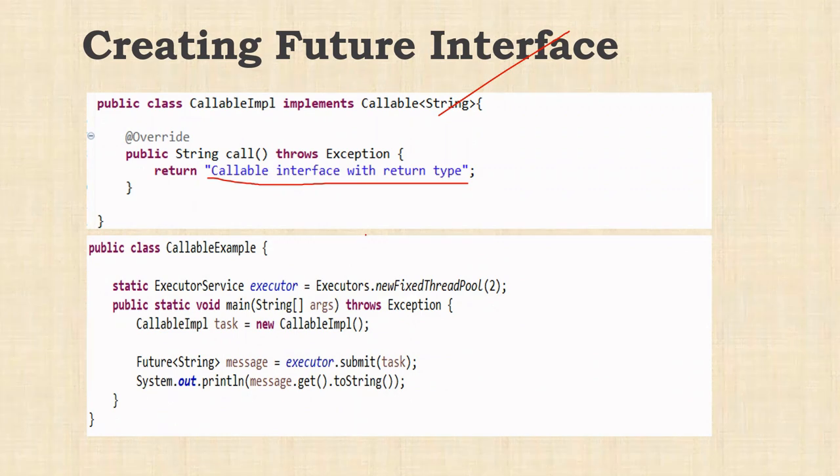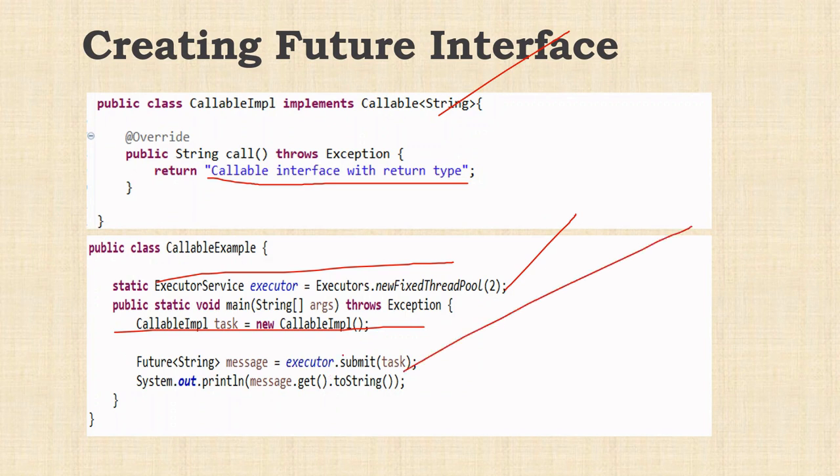We created an instance of this Callable class, and then created the executor service with a fixed pool size of two threads, and executed with the help of the executor's submit method. We use submit to execute a task which is created by the Callable interface. And then we have a message. So what we are executing with the executor dot submit method, the result will be stored in a Future.